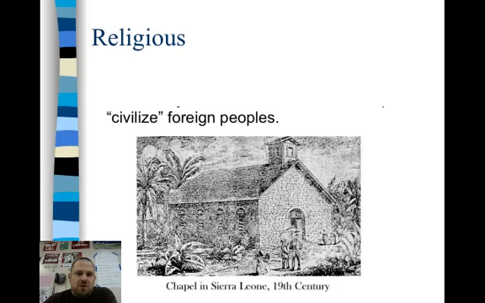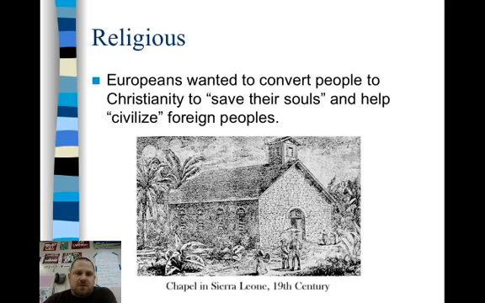There were also religious motives for imperialism. The religious motives were very similar to the ideological motives. An aspect of those ideological motives was that the European belief in their superiority included their superior religion, and Europeans wanted to convert people to Christianity to help save their souls and to help civilize these foreign peoples from around the world.